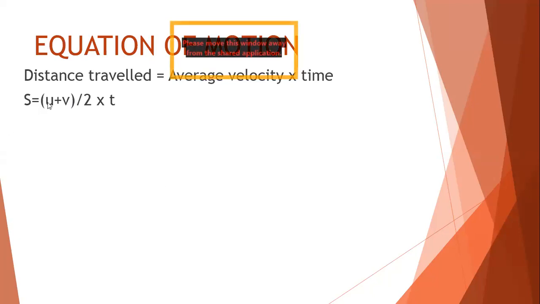So my average speed becomes initial speed plus final speed divided by 2. So this is my average speed into time t. So my S is equal to (U plus V) divided by 2 into t. That is nothing but my average speed into time.